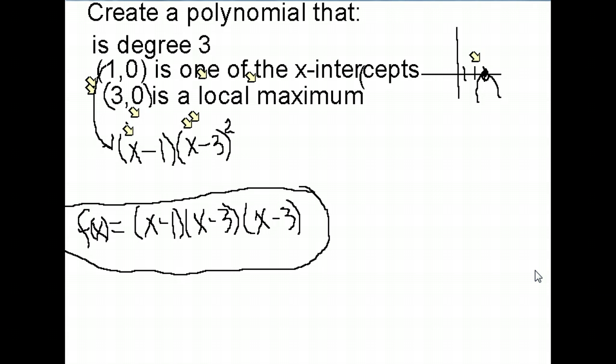Okay, there are others that will work. You can multiply by a number in front, as long as you didn't multiply by another x. You would be absolutely okay on that problem. Okay, so you just take the information they gave you and you go from there.